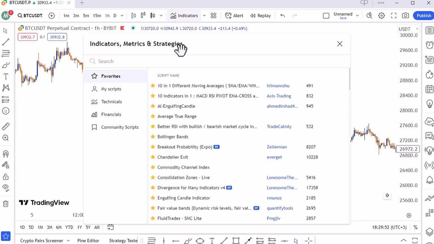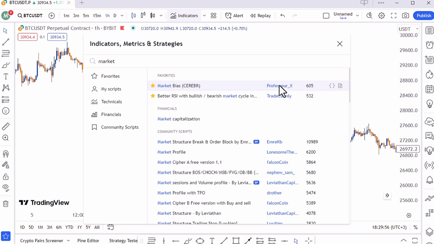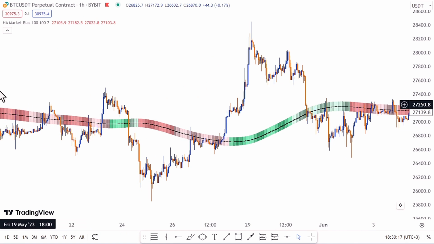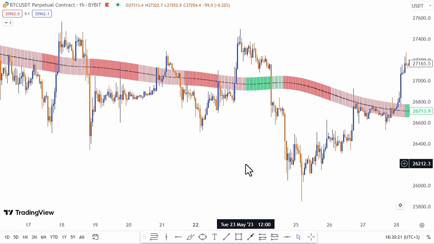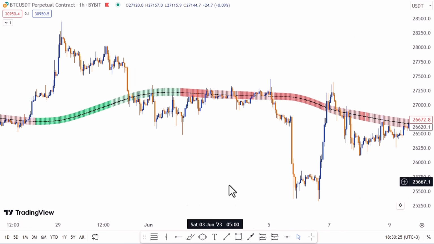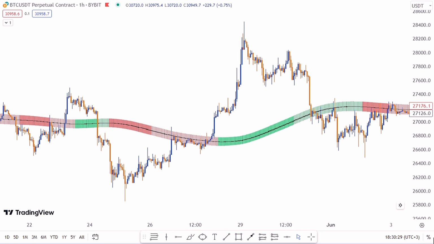Head over to the indicator search tab and search for the market bias indicator. Select the indicator made by Professor X and add it to the chart. This is the market bias indicator, an indicator that helps determine the market bias and the overall direction of the market using a combination of moving averages and smooth Heikin-Ashi candlesticks. Along with this, there are different colors that are plotted on the market bias ribbon.